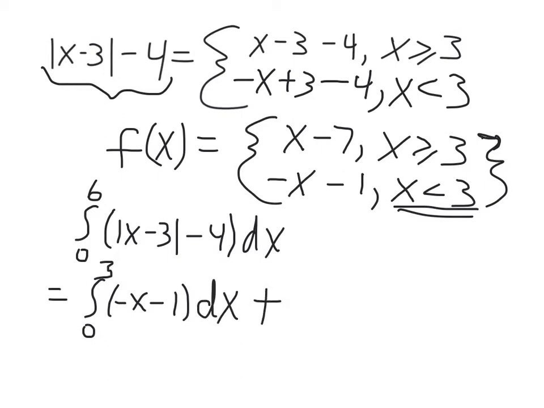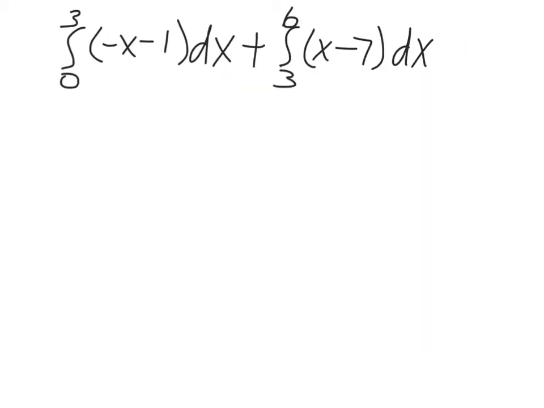And then the next part would be from 3 to 6, and we integrate what? Okay, the x minus 7. The function output when x is greater than or equal to 3. So now we've turned this weird-looking integrand into some very simple integrands, but we had to separate it into the two parts by the definition of the absolute value. Questions up to this point?